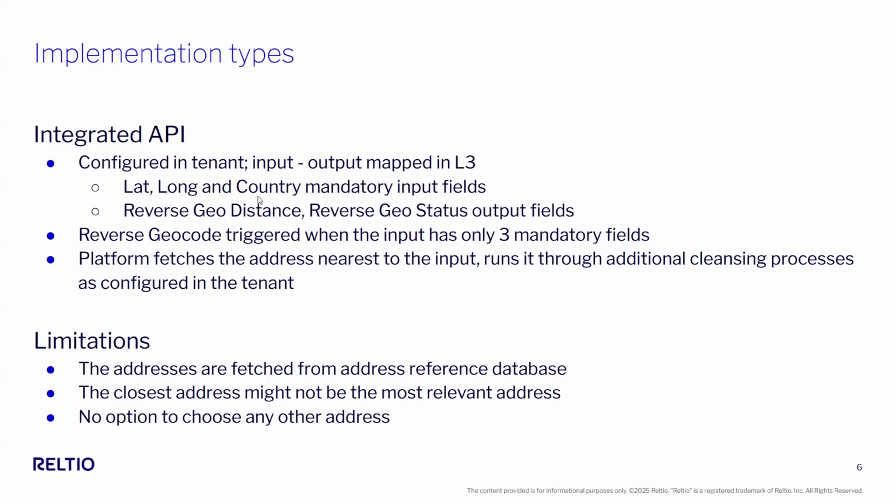So the three mandatory fields that we need for this reverse geocoding to work are latitude, longitude, and country. Apart from this, you do not need any other input fields. With only these three fields, we are able to get the whole address. And on the output side, you'll see two additional fields, the reverse geo distance and reverse geo status.